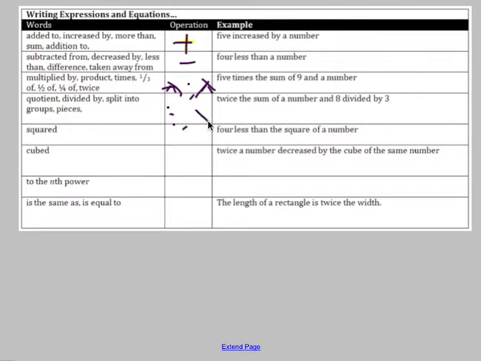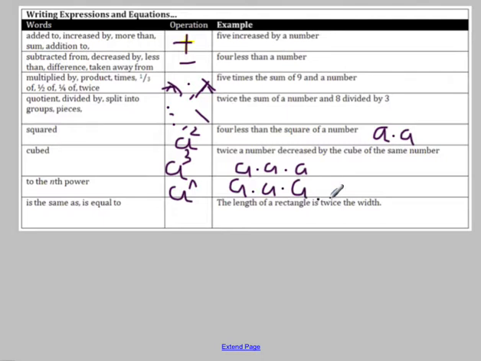If we have something squared, we're going to take a number and raise it to the second power. So a squared is really the same as a times a. If we're talking about a number cubed, that's a to the third power, which is the same as a times a times a. Something to the nth power means we take a number and raise it to the nth power, so it is being multiplied by itself n times.